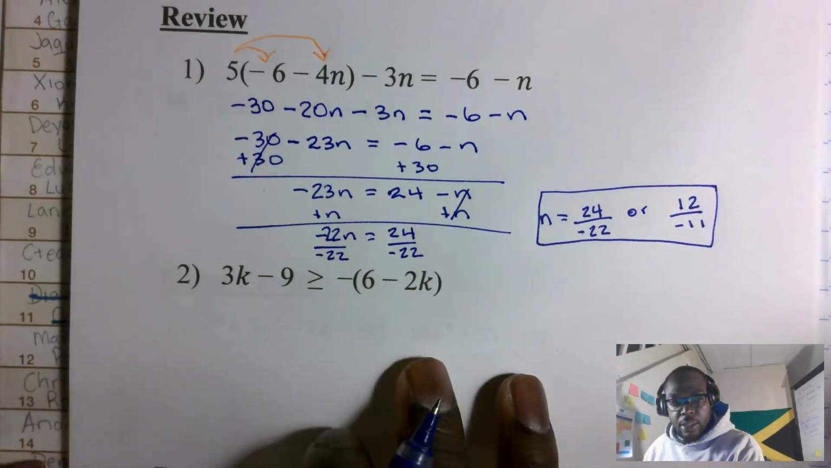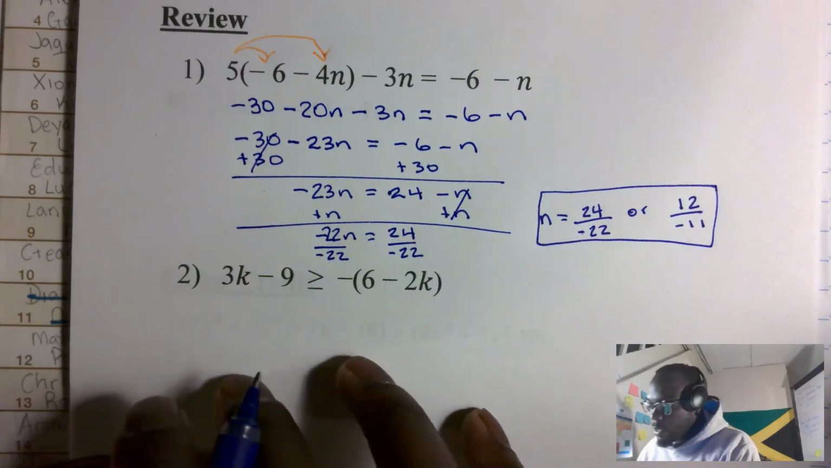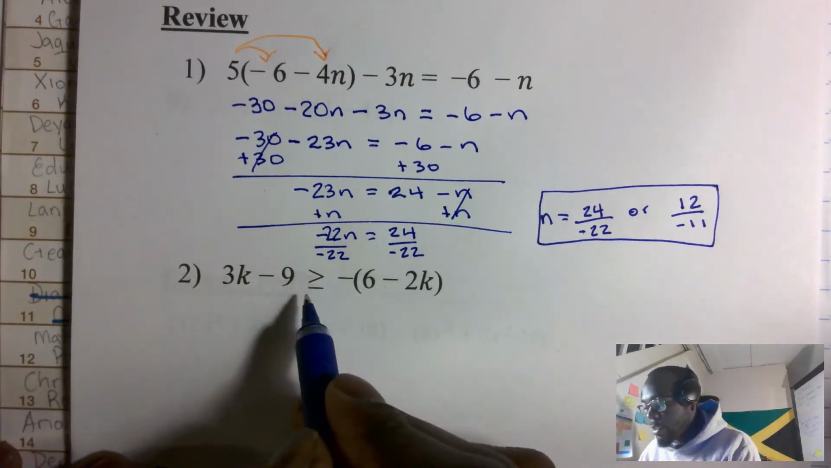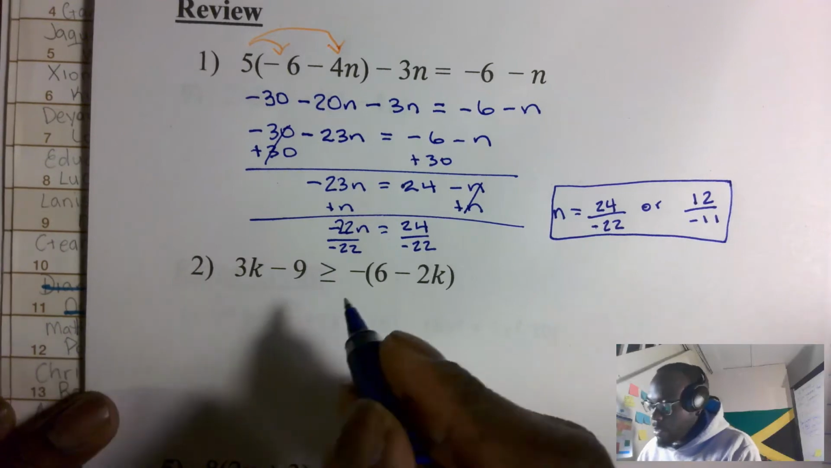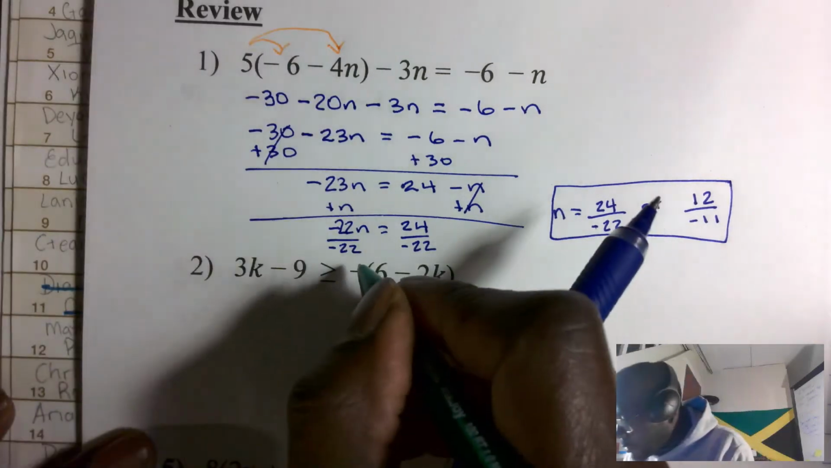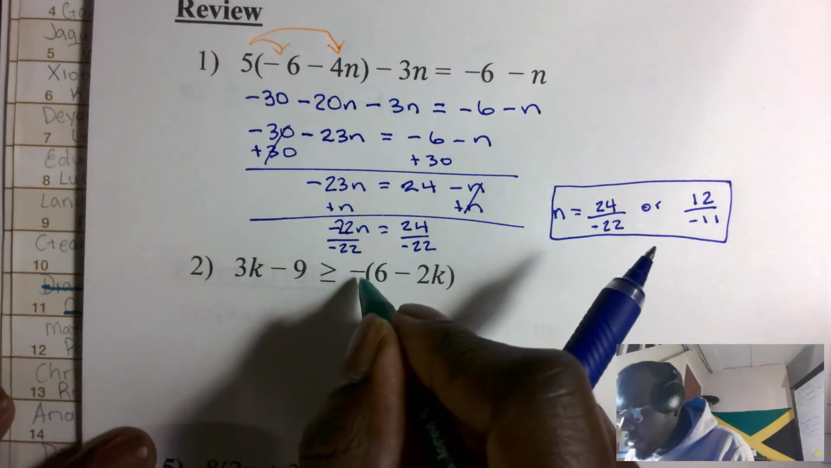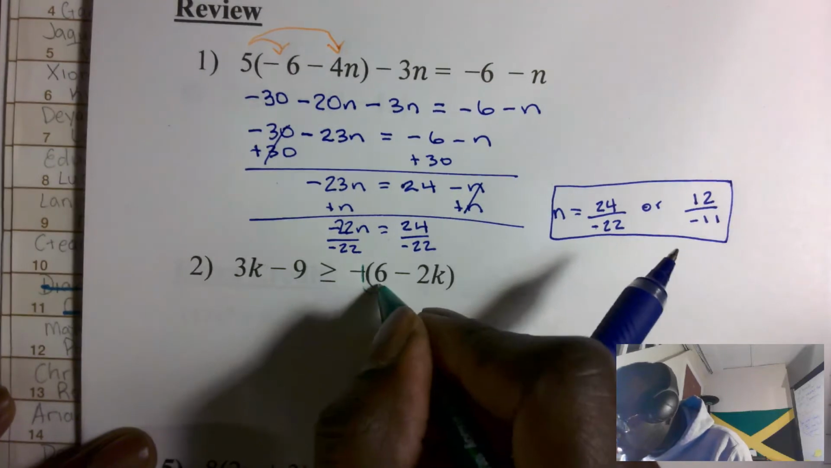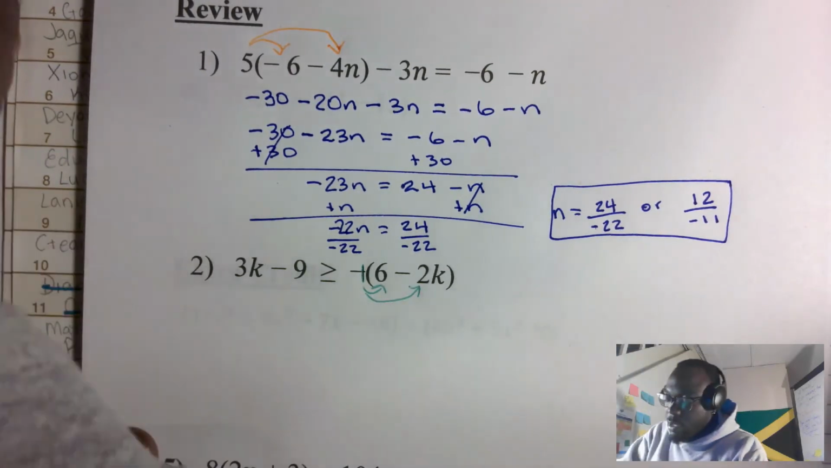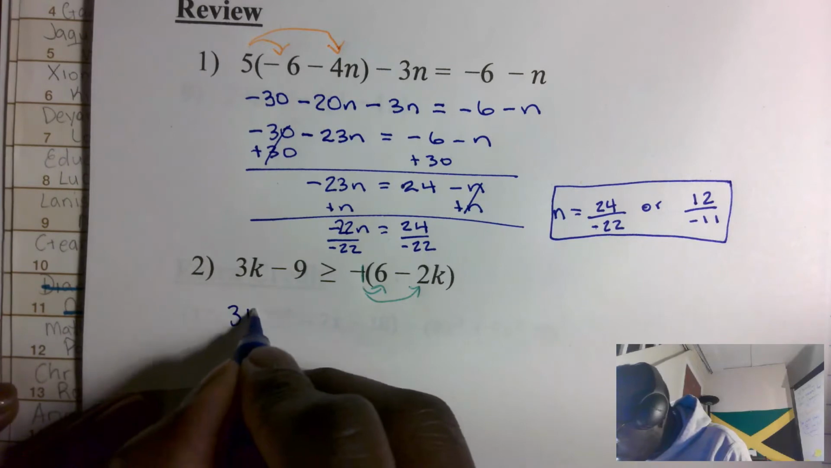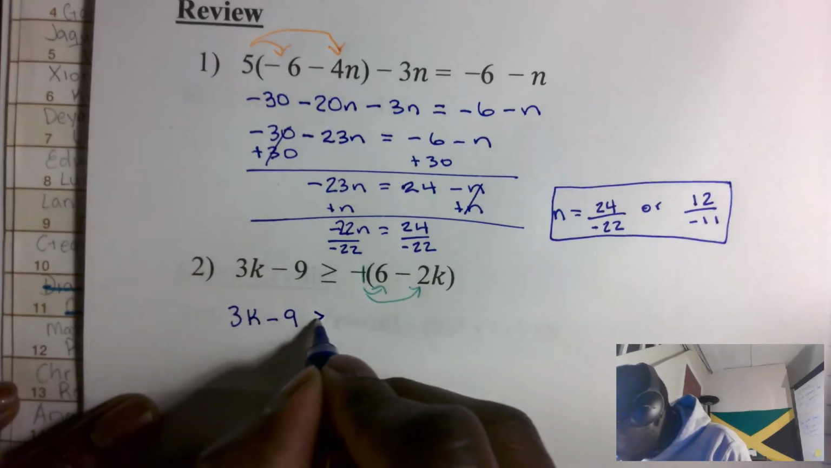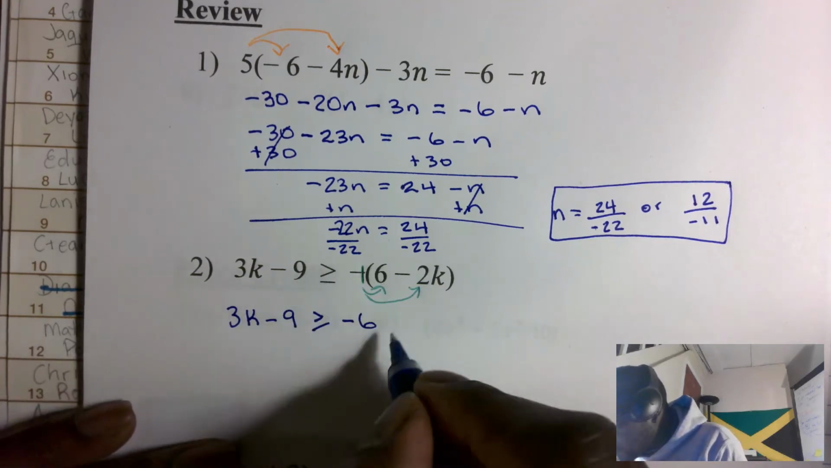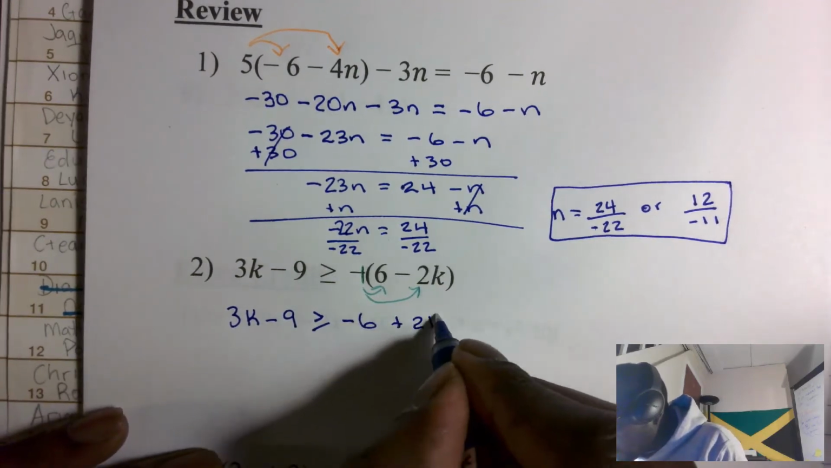All right. So if I go to the second problem, this here is an inequality because it has a greater than or equals to sign. So I'm going to solve it the same way. Again, I'm going to distribute. This is understood as a negative 1. All right. So you can put the negative 1 there if you want to put it. And then you know you're going to distribute. So here I have 3k minus 9 is greater than or equals to, when I distribute, I get negative 6. And then when I distribute here, I get plus 2k.